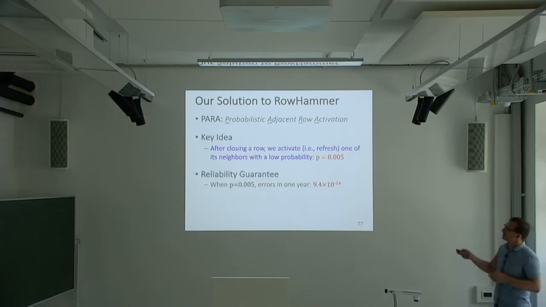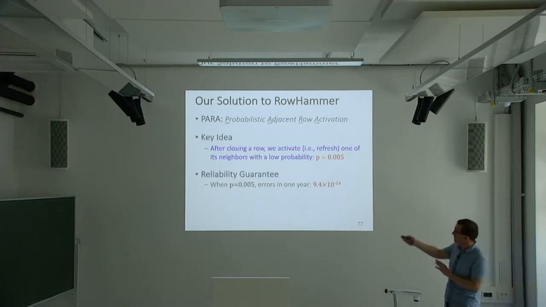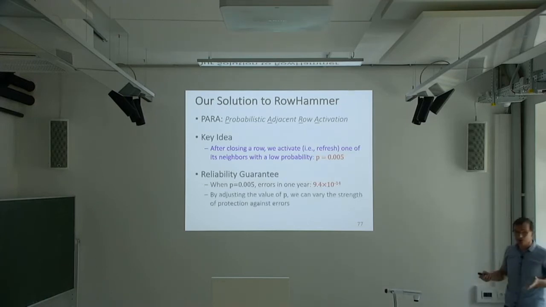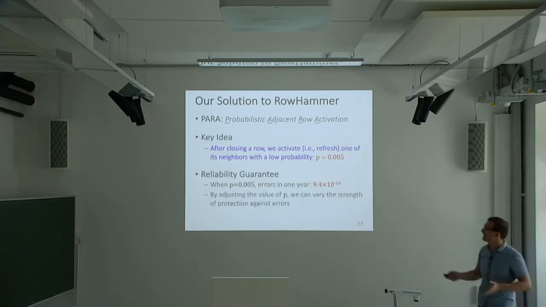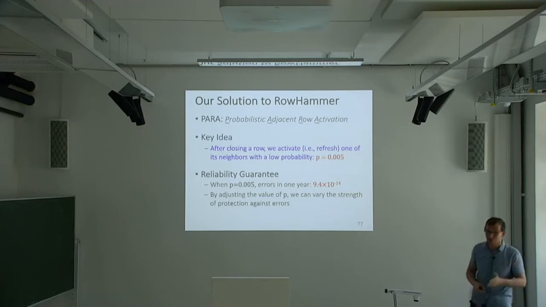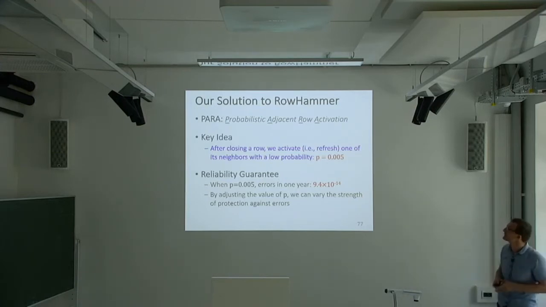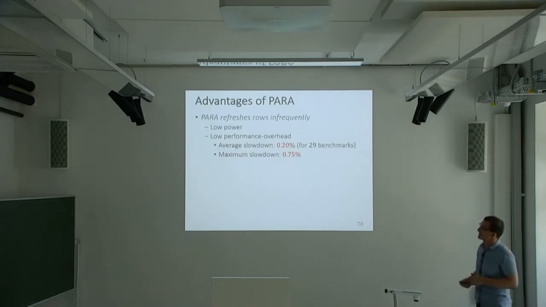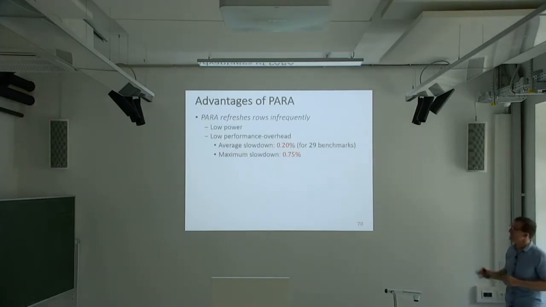And this gives you a very good reliability guarantee, which is much better than hard disks. So of course, you should select P reasonably. And if you're actually paranoid, you could easily adjust P. You could say, I'm going to do this 1 out of 100 activates, right? Or 1 out of 10 activates. Of course, your overhead increases if you do it. But this gives you a knob. And we showed that with a really good reliability guarantee that closed the vulnerability, your overheads are relatively low. You slow down applications, but you don't slow down by that much.